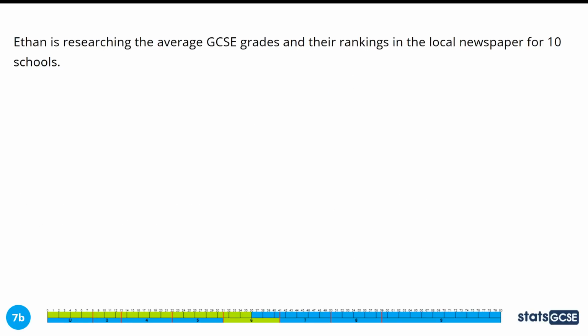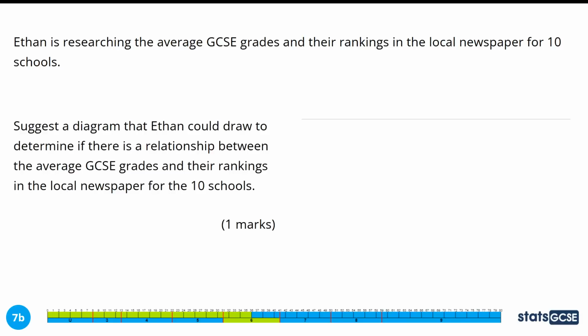Ethan is researching the average GCSE grades and their rankings in the local newspaper for 10 schools. Suggest a diagram that Ethan could draw to determine if there is a relationship between the average GCSE grades and their rankings in the local newspaper for the 10 schools. When we're looking for a relationship between two variables, we've got bivariate data. The way we show that relationship is with a scatter diagram.